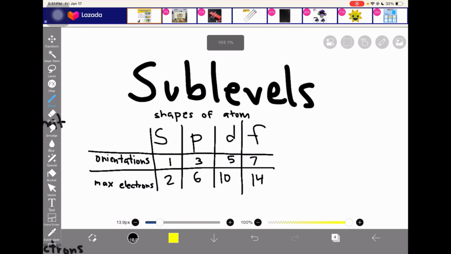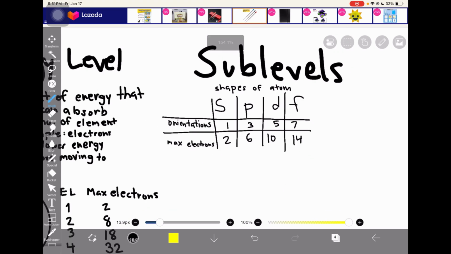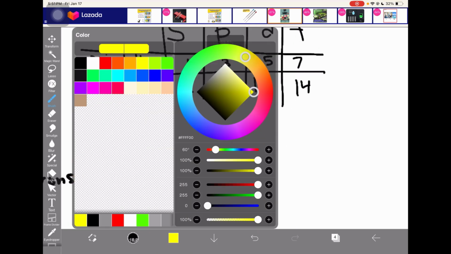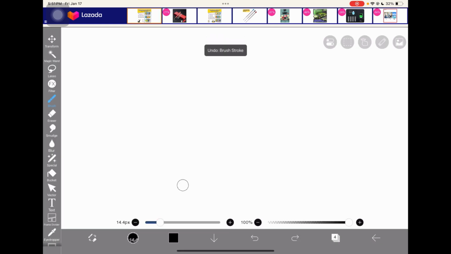Now the sublevels are the shapes of the atom. It's kind of complex, but all you need to know is the amount of orientations and the maximum amount of electrons for each one. So how do we solve for the electron configuration? Well, there are 2 more rules we have to follow. First is Hund's rule. Let me just write that down.